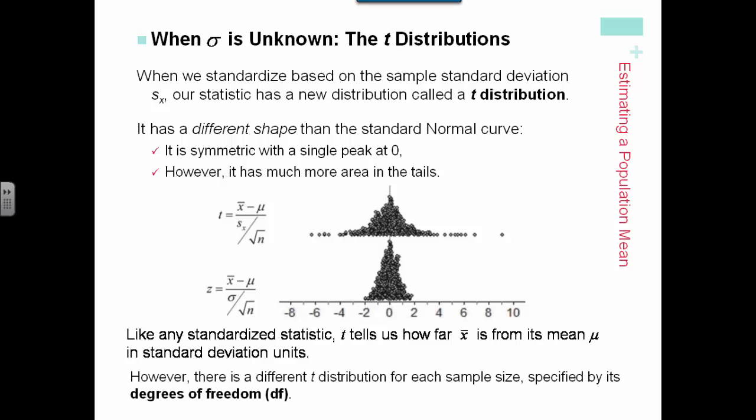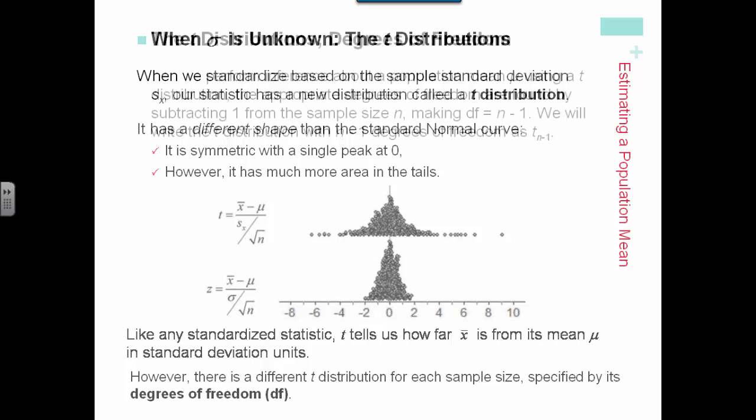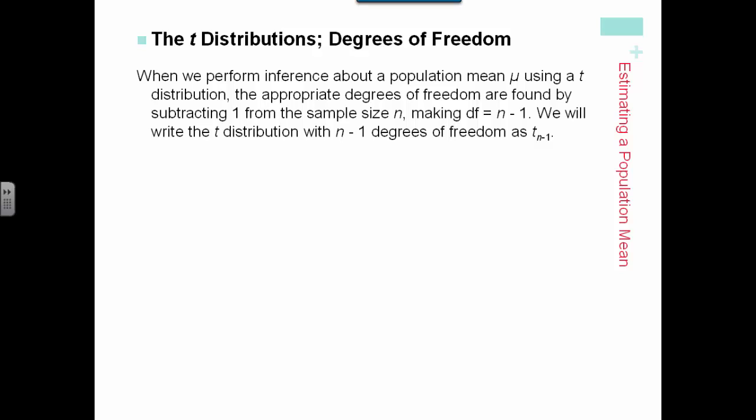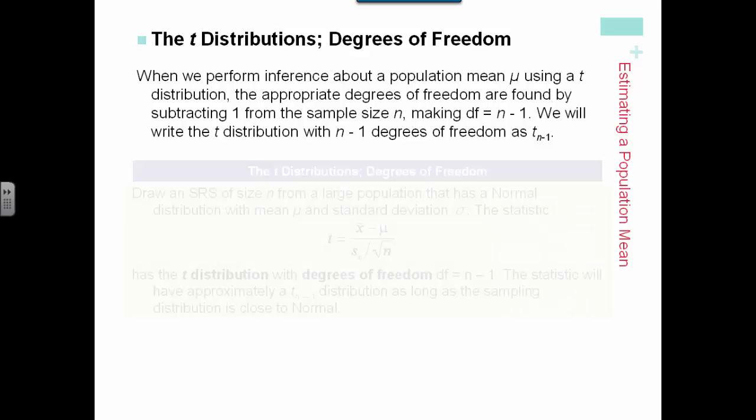However, there's a different t distribution for each sample size, specified by what's called its degrees of freedom. When we perform inference about a population mean using a t distribution, the appropriate degrees of freedom are found by subtracting 1 from the sample size, making df equal to n minus 1. We will write the t distribution with n minus 1 degrees of freedom as t with a subscript of n minus 1.